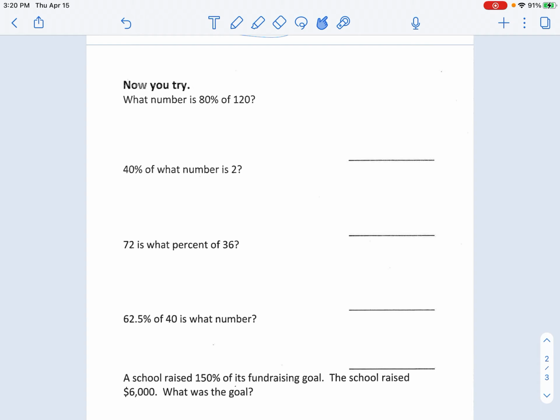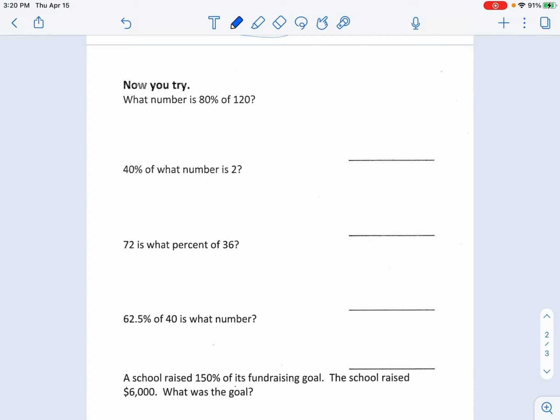All right, so you can go ahead and pause the video and try the next 4 on your own, and then restart the video after you've tried those 4 and see how you did. Okay, so let's check and see how you did.